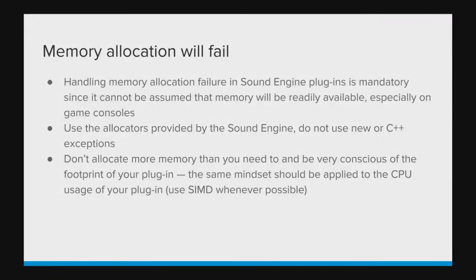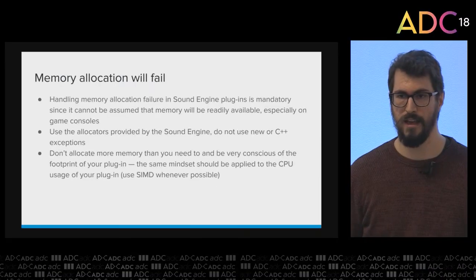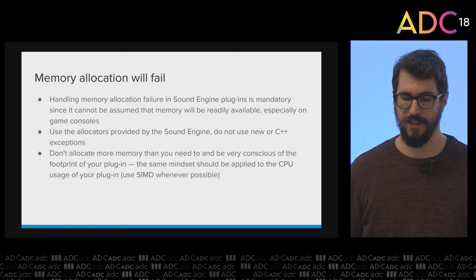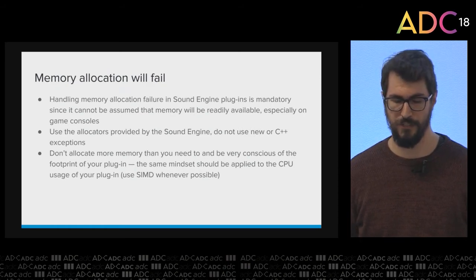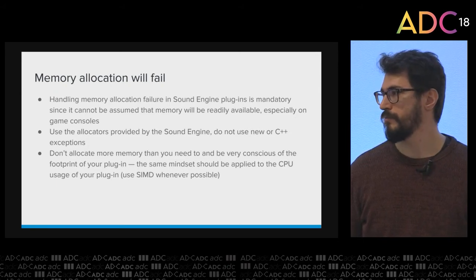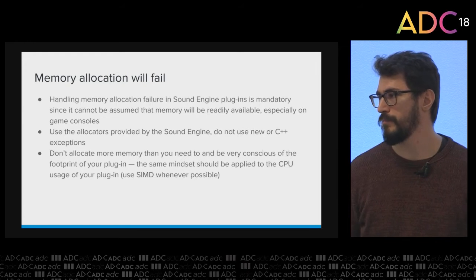One thing that is very important is that the authoring plugin and the sound engine plugins are two very different beasts. You can actually use two very different subsets of C++ in each of them. In the sound engine, since the code is going to run inside of a game, it's very important that there is no usage of new or exceptions, and that the allocators provided by the sound engine are actually used instead. Whereas it's not so important on the authoring side of the plugins, where you can use basically any feature of C++ that you would like.